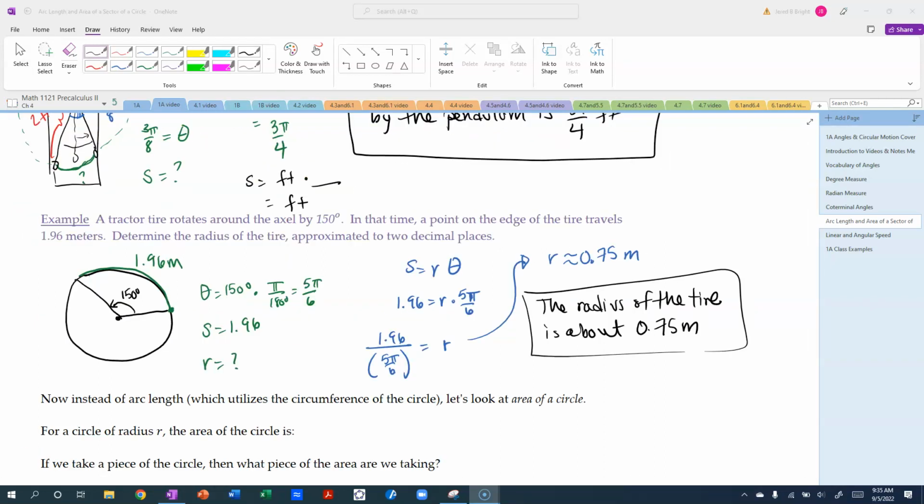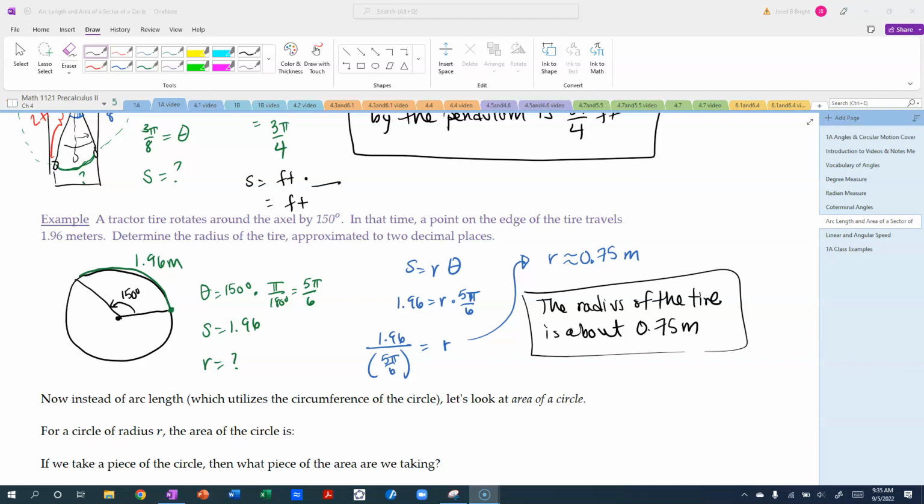So I drew the diagram, okay? I started with the circle for the tire, and then I said, okay, I rotated by 150 degrees, so I have a central angle of 150, and then the corresponding arc length I have along the edge of the tire is 1.96 meters, okay?